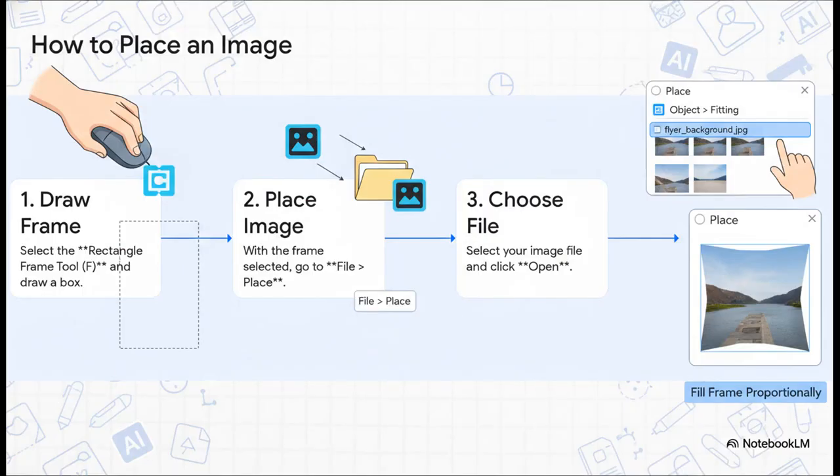So to place an image, just grab that rectangle frame tool, draw your box, and with it still selected, go to File, then Place. Now your image might not fit perfectly at first, but don't worry, there's a super easy fix. Just go up to the Object menu, select Fitting, and choose Fill Frame Proportionally. And boom, InDesign automatically resizes it for you.